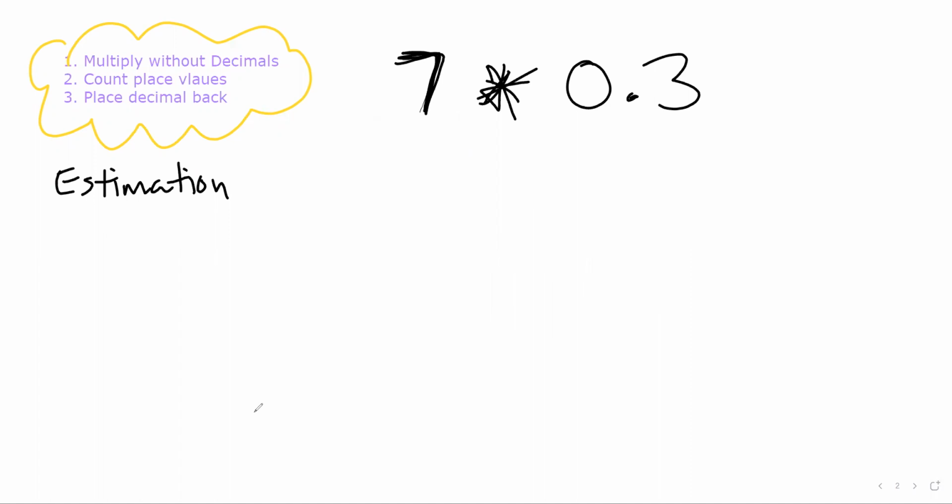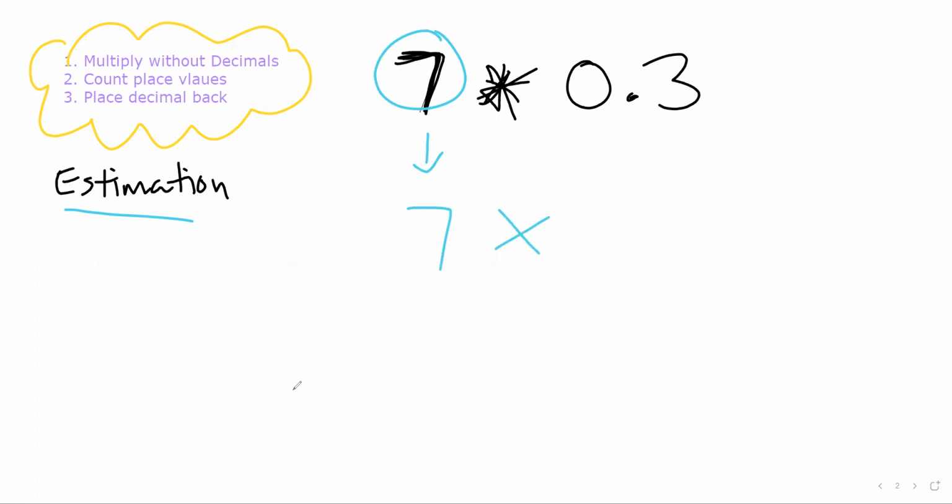We'll look further as we go into this about what that means. We'll learn more about this, so don't panic if you're wondering what the heck I'm talking about, because as always, we will learn. So we're not going to estimate. We are just going to start by multiplying without our decimals. So again, I'm just going to look at this as 7.